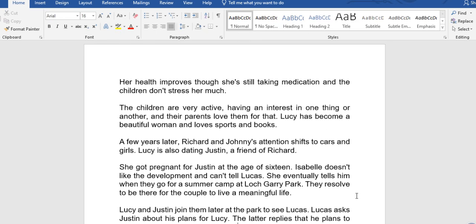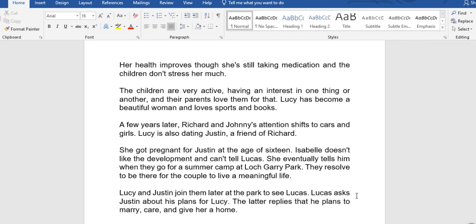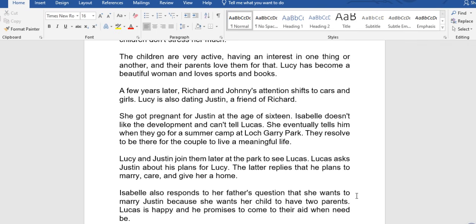Her health improves, though she's still taking medication, and the children don't stress her much. The children are very active, having an interest in one thing or another, and their parents love them for that. Lucy has become a beautiful woman and loves sports and books. A few years later, Richard and Johnny's attention shifts to cars and girls.